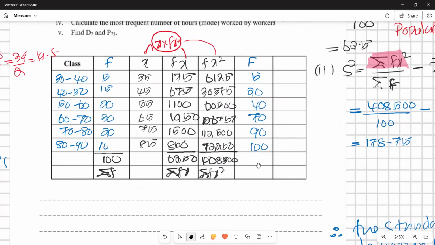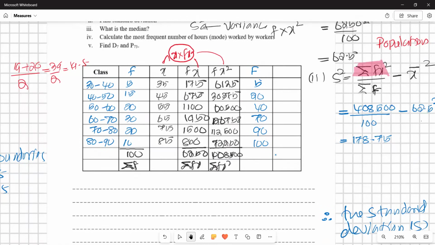Right. Median. Here total is 100. Third part, median. Formula is L plus n by 2 minus capital F.